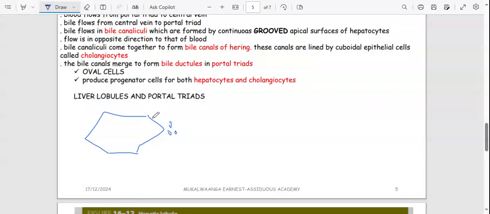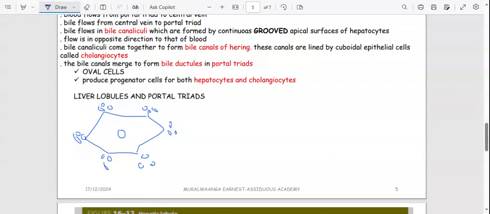These I'm drawing now. These are the three components that I talked about that are found in the portal triad. Triad simply means three, and you can see the structures I'm putting. There are three here. So this is what you call the classic hepatic lobule. It has six parts and six corners. At the center of this classic hepatic lobule is the central vein.